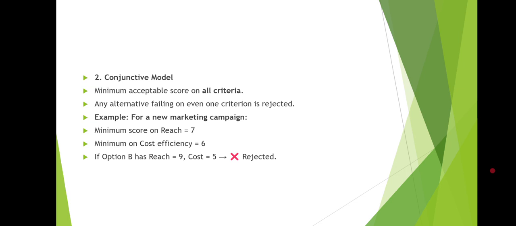Next we have conjunctive model. That means minimum acceptable score on all criteria. Any alternative failing on even one criterion is rejected. For example, for a new marketing campaign, minimum score on reach is equal to 7, and minimum on cost efficiency is equal to 6. So if option B has reach 9, but cost is 5, in that case we reject this option.